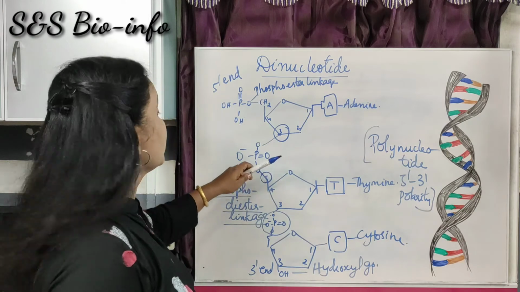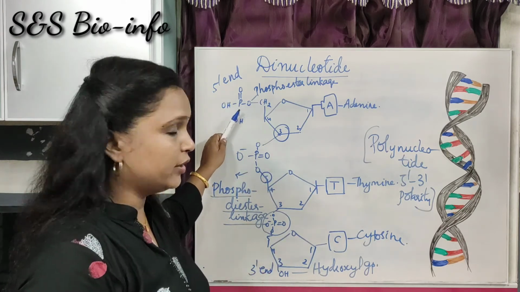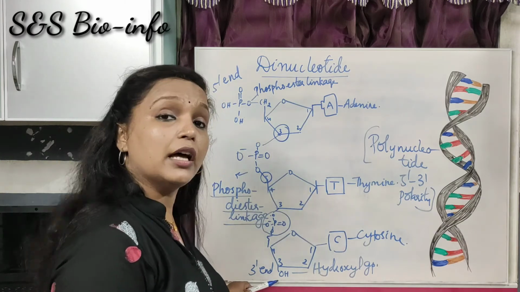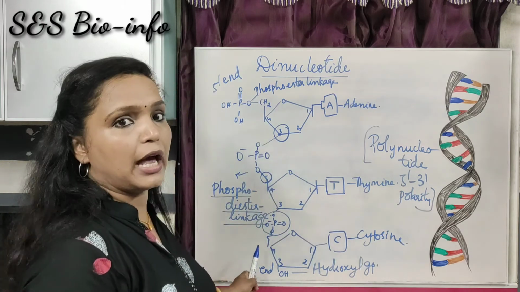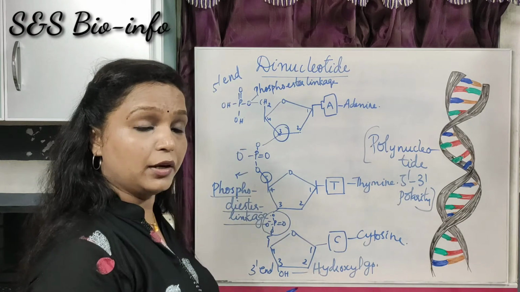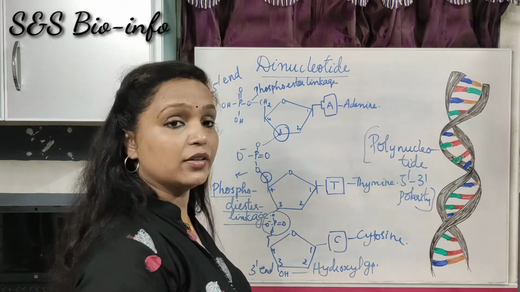It means that at the 5' end there is a free phosphate moiety, and at the 3' end there is a free hydroxyl group. That's the meaning of the polarity. So it begins with a free phosphate group and ends with a free hydroxyl group. That is the structure of a polynucleotide chain.